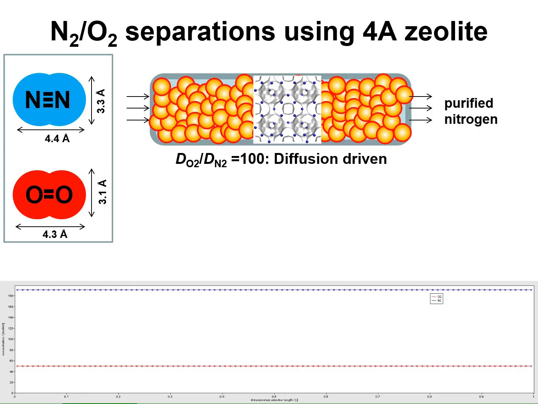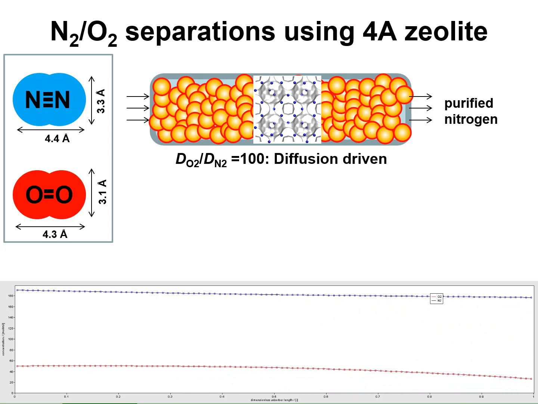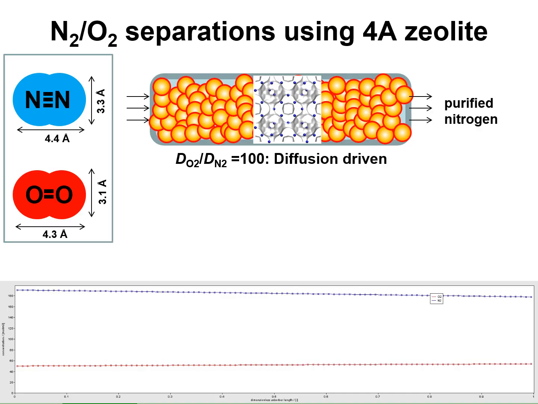Let's have a look at the transient breakthroughs. The blue line is the nitrogen, and the red line is the oxygen concentration profile as it develops along the fixed bed. Let's have a look again.